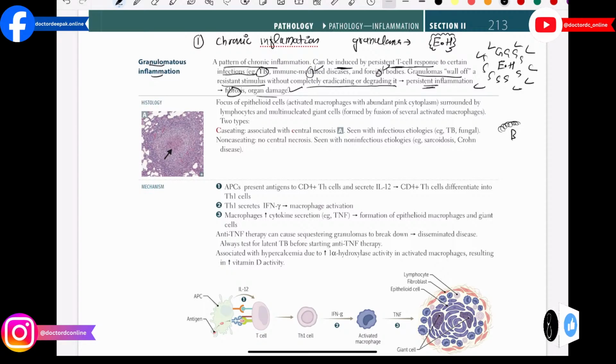Then you have to remember how the granuloma is going to form. We will study the mechanism of granuloma, but just remember one thing: granuloma is a result of persistent infection. Like if in your body you have TB, autoimmune disease, or a foreign body, these lead to persistent inflammation, and after the persistent inflammation you get chronic inflammation, and that will lead to the formation of granuloma. Then granuloma basically surrounds the bacteria.